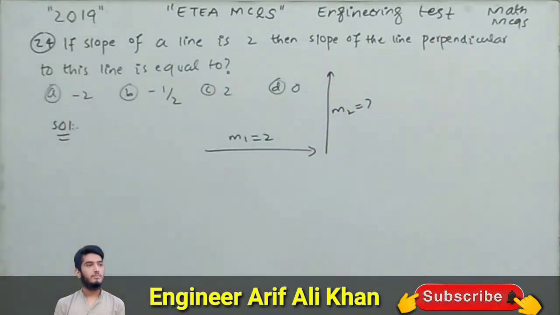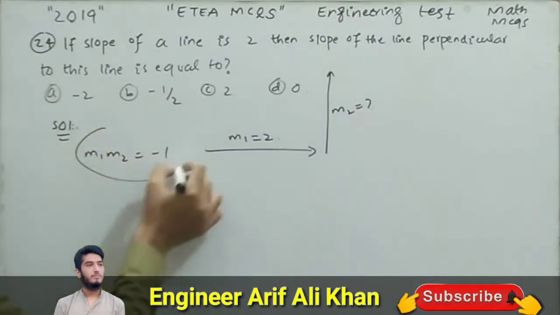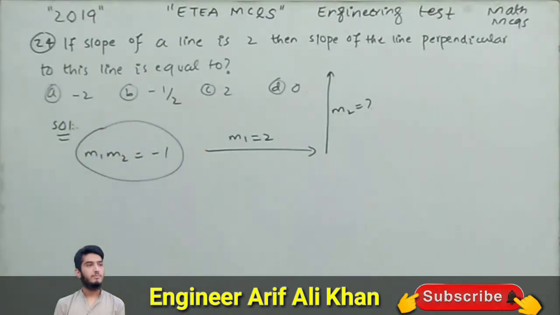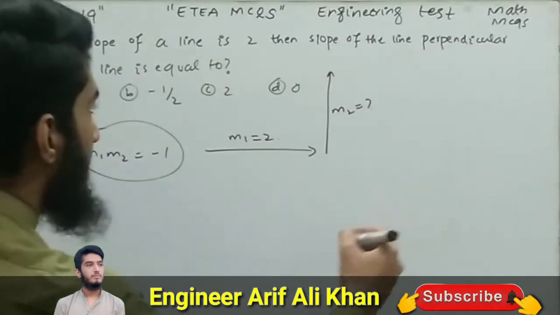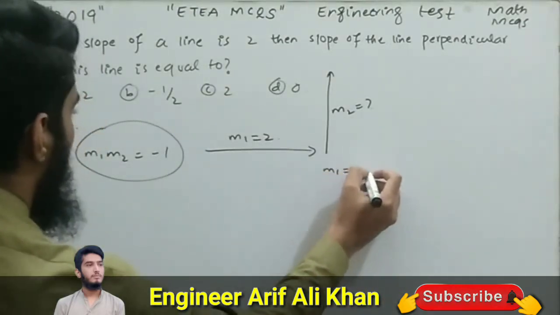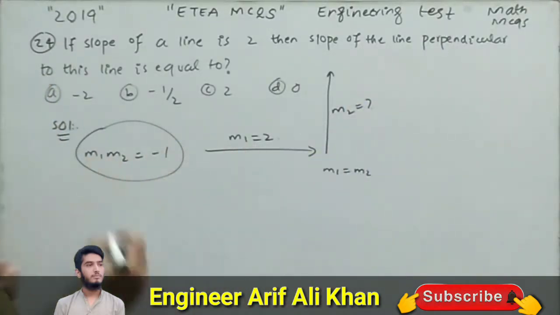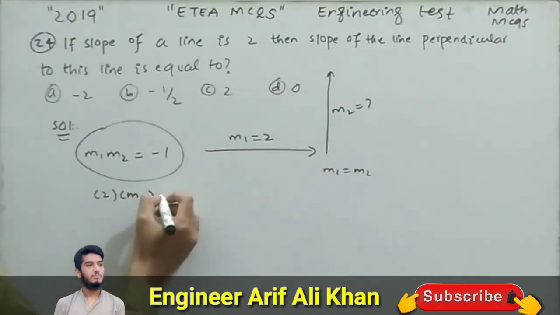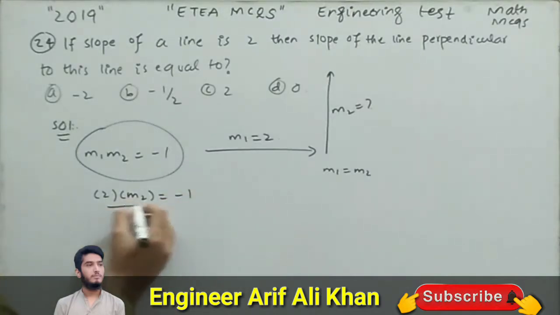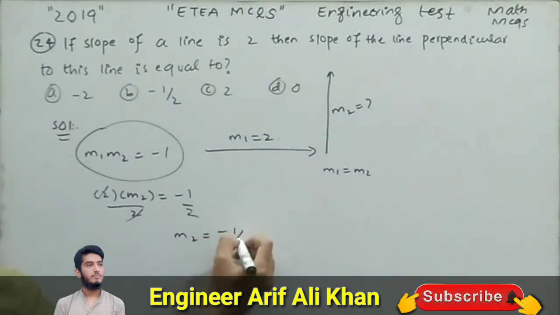Remember that the condition for perpendicular line slopes is m1 multiply m2 should be equal to -1. Remember this condition: the two lines will be perpendicular if the product of their slopes is equal to -1. And the two lines will be parallel if their slopes are equal. Over here they are talking about perpendicular, so the product will be equal to -1. Now m1 is 2, so put over here 2. We are going to find the value of m2. So m2 will come down as it is and is equal to -1. Now divide both sides by 2. So the required m2 of the perpendicular line is -1 by 2.